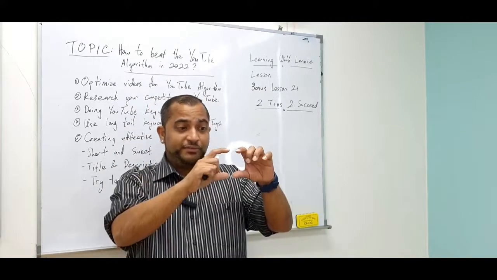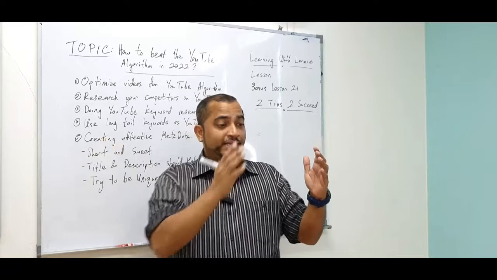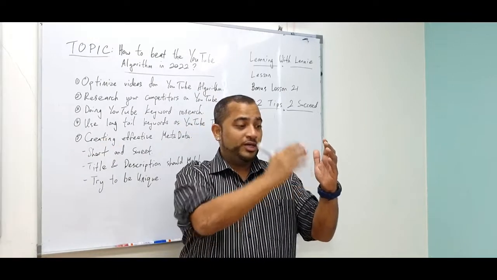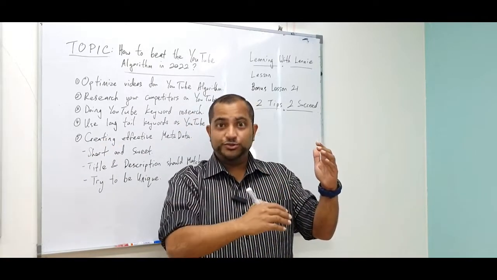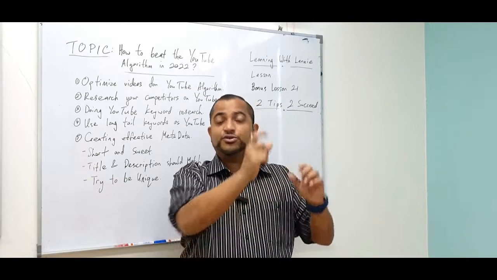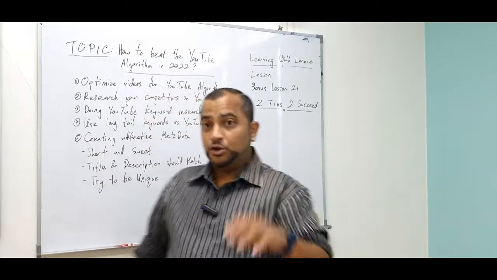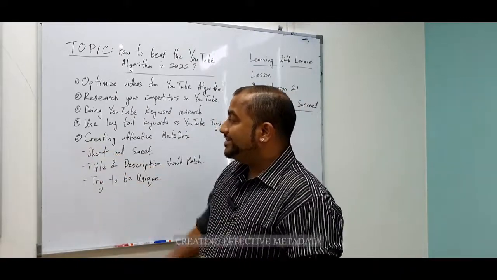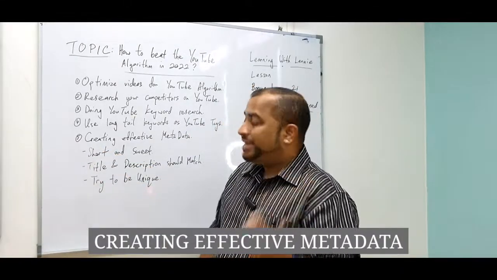So when it's a long tail keyword, that means when you key in "how", things will come down from YouTube, right? So that's how yours will slowly come in when you use more long tail keywords, okay? And the last thing here is creating effective metadata, okay?